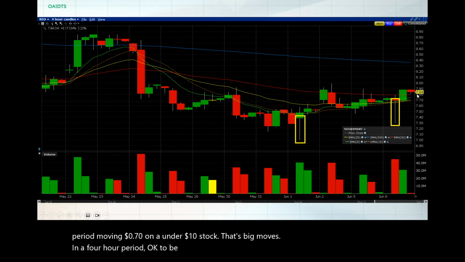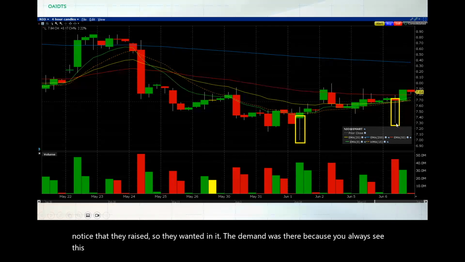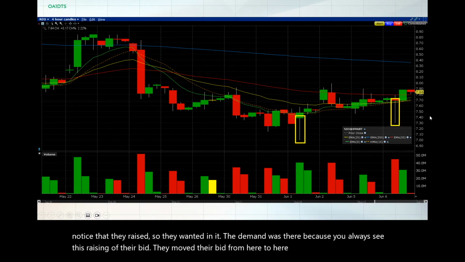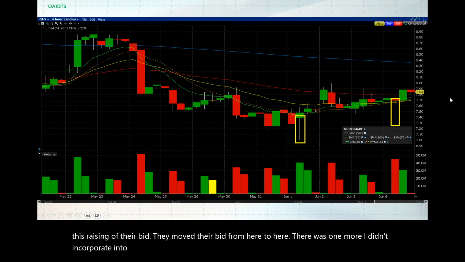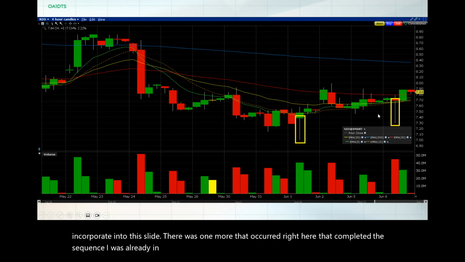To be able to do that and then do it again, that tells you, and you notice that they raised, so they wanted in it. The demand was there, because you always see this raising of their bid. They moved their bid from here to here. There was one more I didn't incorporate into this slide. There was one more that occurred right here that completed the sequence. I was already in. I had bought my leaps. I told everyone buy 2025.